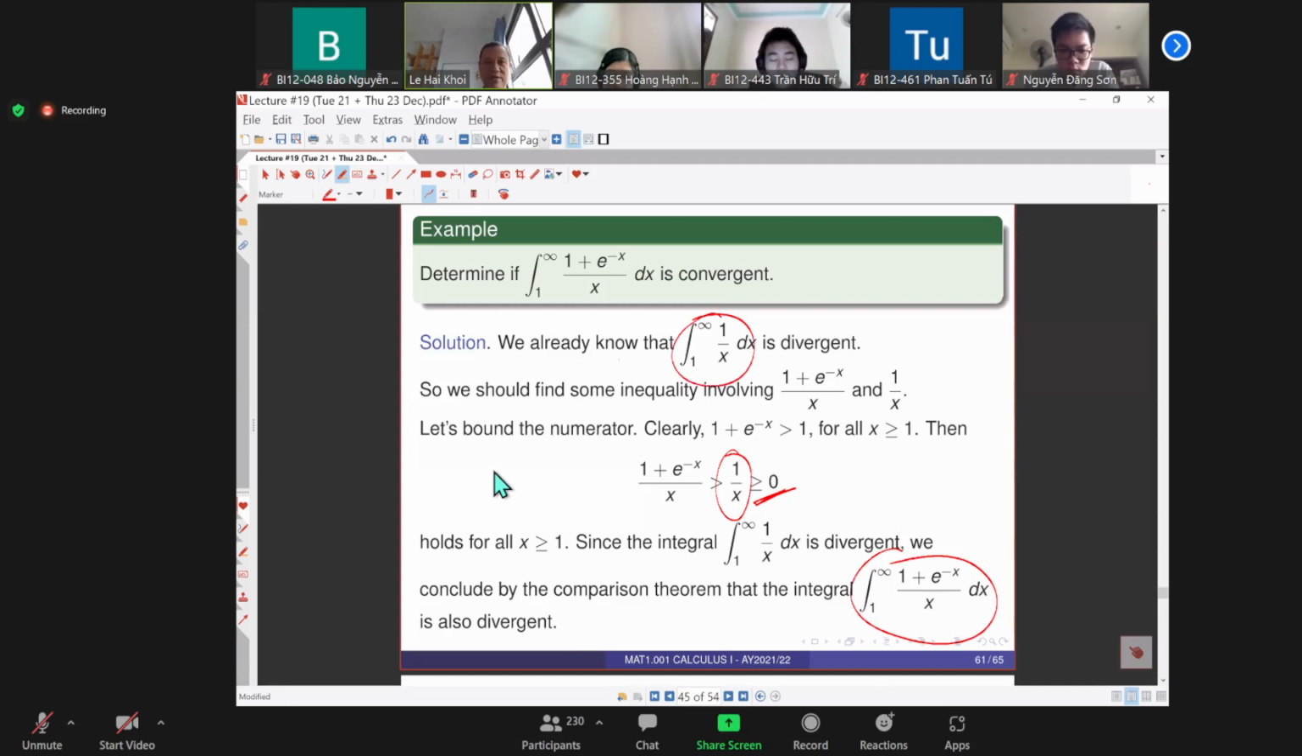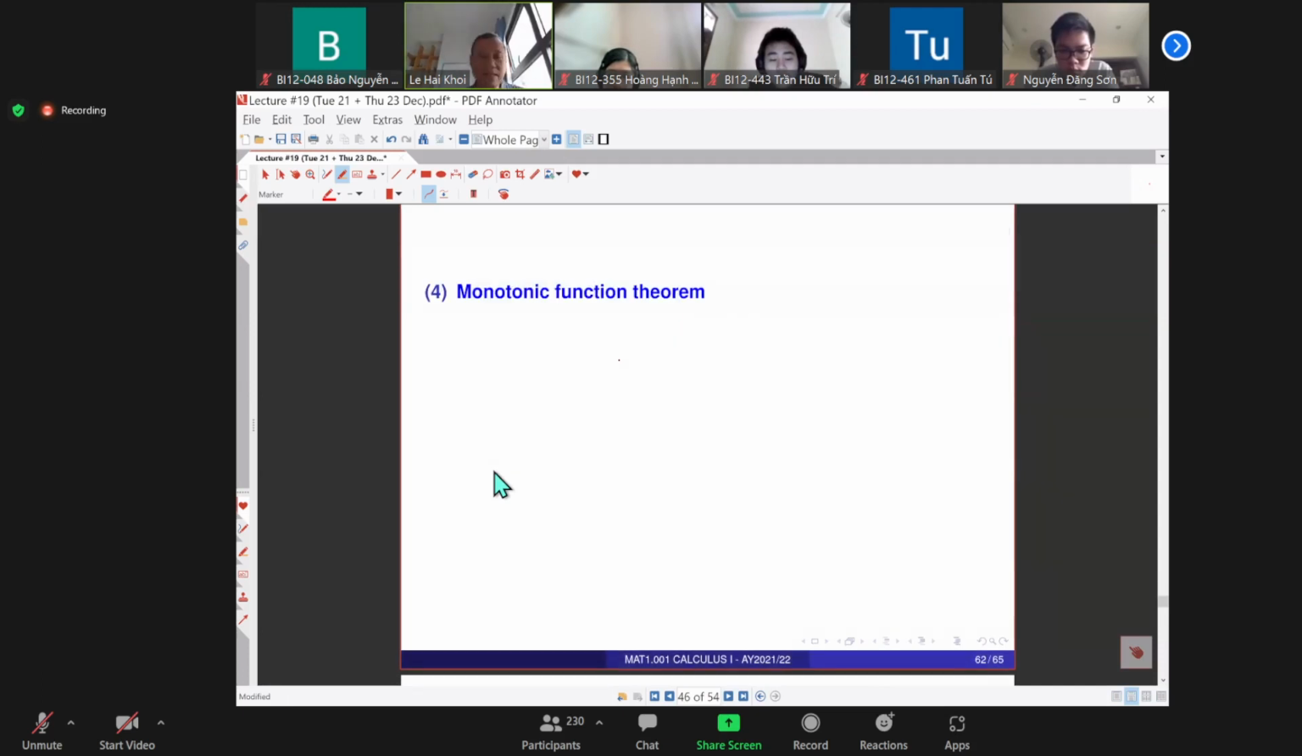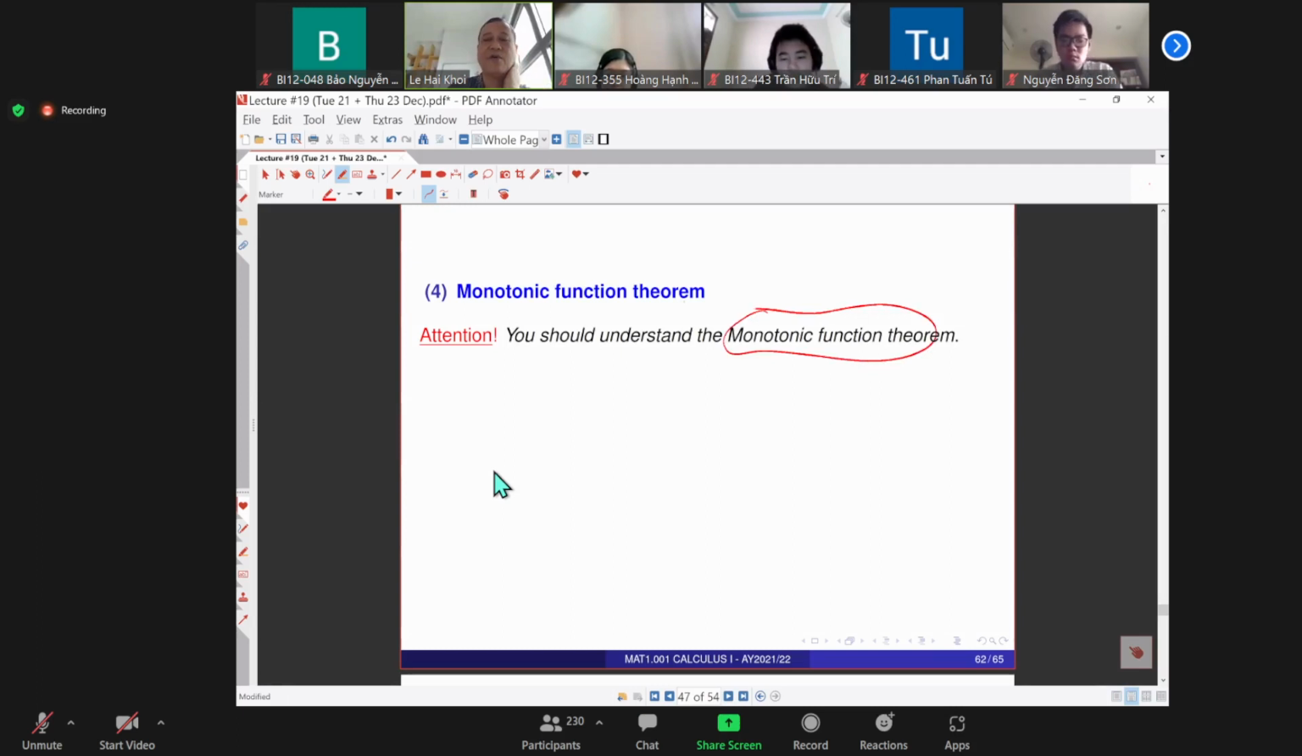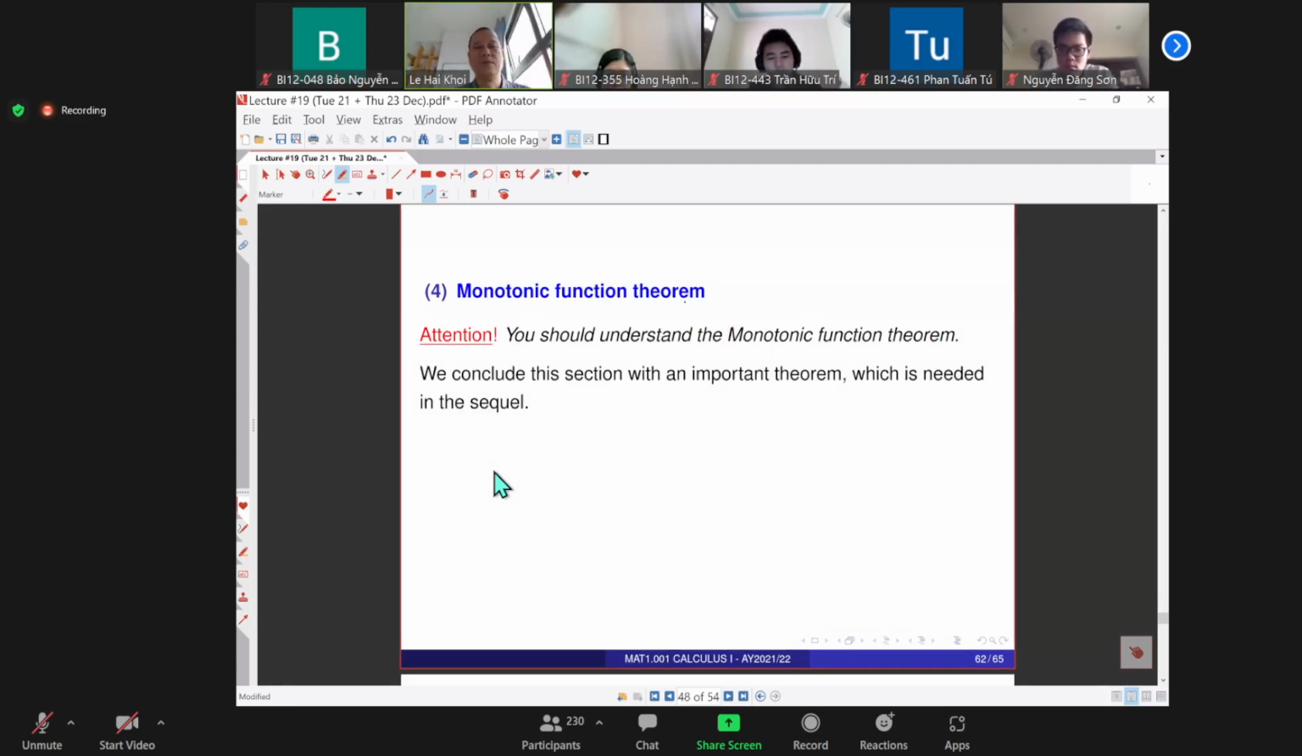You have divergence. The other result is related to the so-called monotonic function theorem, comparison theorem, and monotonic function theorem. You should understand this result before you want to apply. Okay, so this is very important and a good result you may use in your final exam.